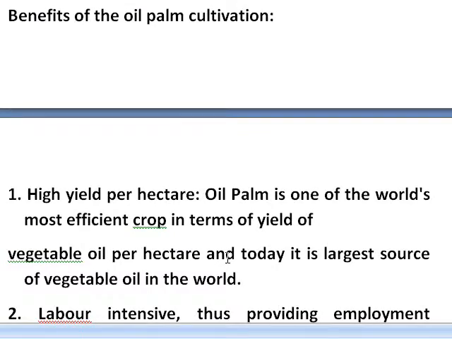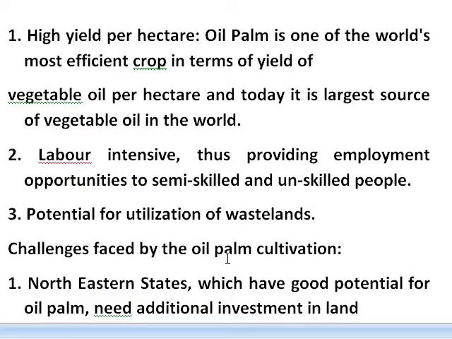Benefits of palm oil cultivation: high yield per hectare. Palm oil is one of the world's most efficient crops in terms of yield of vegetable oil per hectare, and today it is the largest source of vegetable oil in the world. It is labor intensive, thus providing employment opportunities to semi-skilled and unskilled people. Potential for utilization of wastelands.